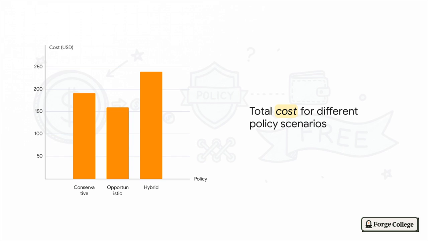But switch to an opportunistic, allow-list policy where we are covering those heavy meta transactions but only for premium users, and our cost actually drops down to $160. On the flip side, a hybrid approach that just aims for maximum broad coverage spikes all the way up to $240. That $80 gap between the opportunistic and hybrid models, that is pure policy design. The exact same inputs, completely different costs.